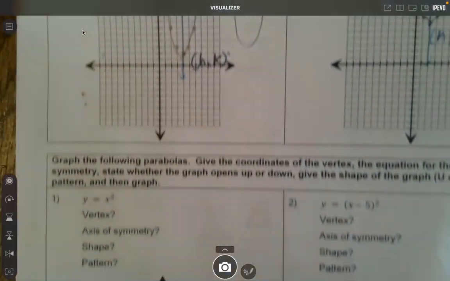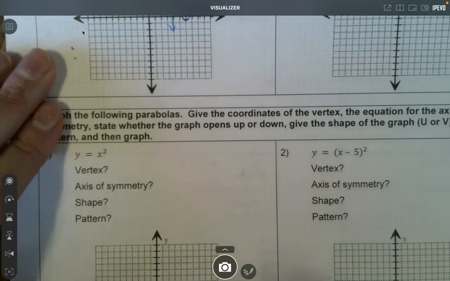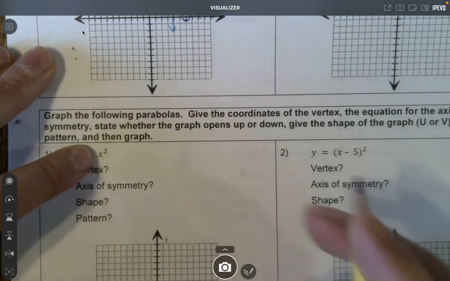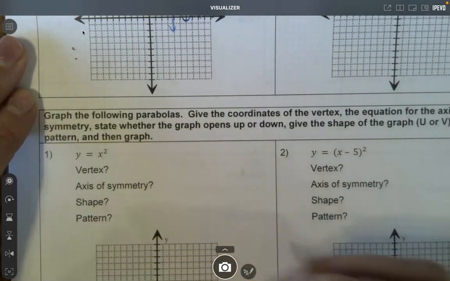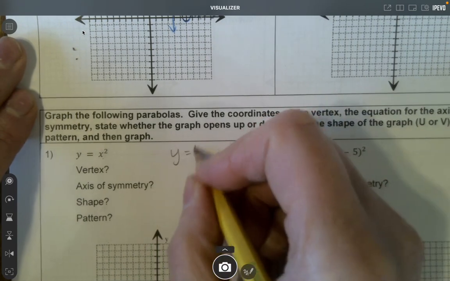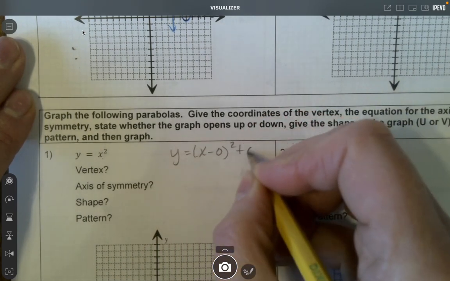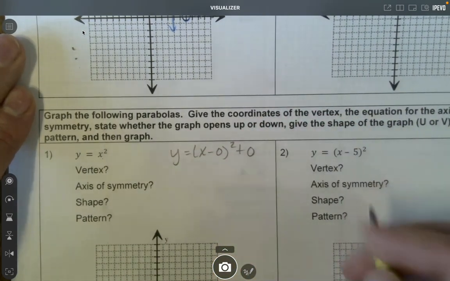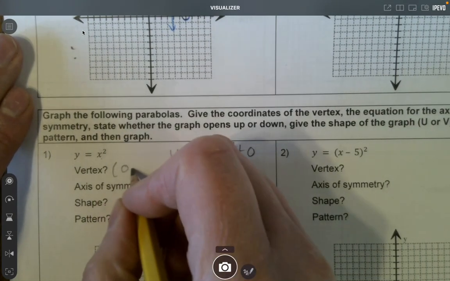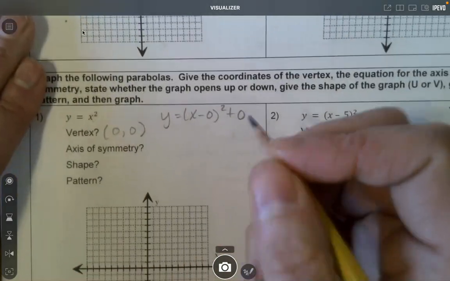On my first one, I just have y equals x squared. There's no number in my parentheses to find for h, and there's no number outside. It's kind of like if I had (x minus 0) squared plus 0. Since there's nothing there for h and k, they are 0, 0. So let's go ahead and start our graph in the middle.